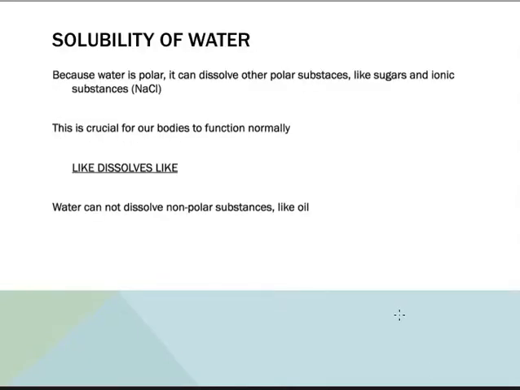So looking at the solubility of water, because water is polar, it can dissolve other polar substances, like sugars and ionic substances like sodium chloride, like salt. This is crucial for our bodies to function normally because we need the sodium from sodium chloride, and if water couldn't solvate that and pull the sodium away from the chloride, we would not be able to function. When you're looking at rules for solubility, it's like dissolves like, so because water is polar, it can dissolve other polar substances. It cannot dissolve non-polar substances like oil.